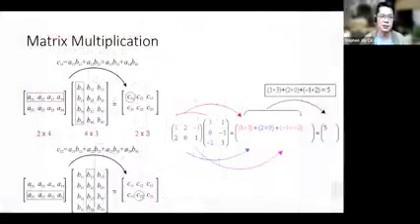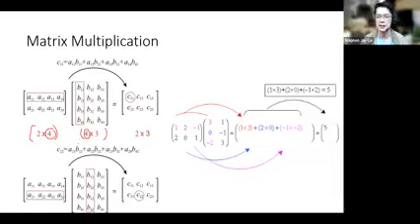For matrix multiplication, it has to have the same inner dimensions. For example, this one, 2 by 4 and 4 by 3. They have the same innermost column and row. So the result would be 2 by 3. The outermost will be the result. Okay, so this is an example of how you compute for matrix multiplication, like what we did earlier.